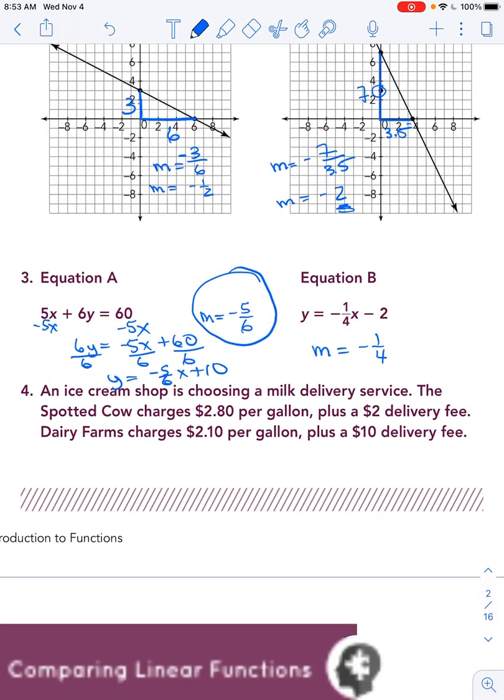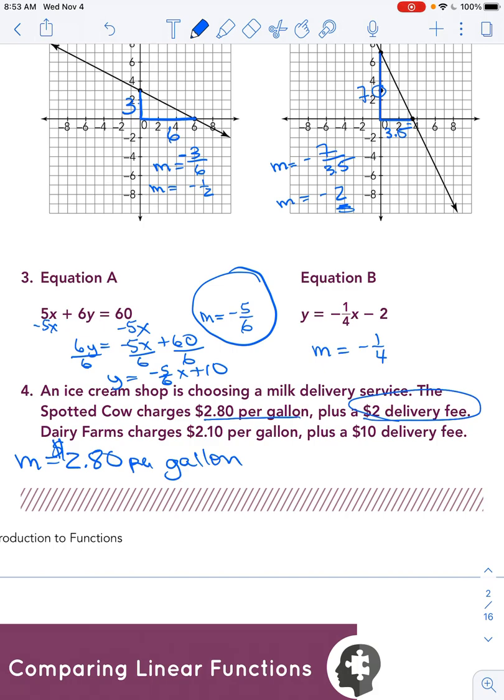Then last but not least, an ice cream shop is choosing a milk delivery service. The Spotted Cow charges $2.80 per gallon plus a delivery fee. But aren't we just looking at the rate of change? So the rate of change for that first one is $2.80 per gallon.